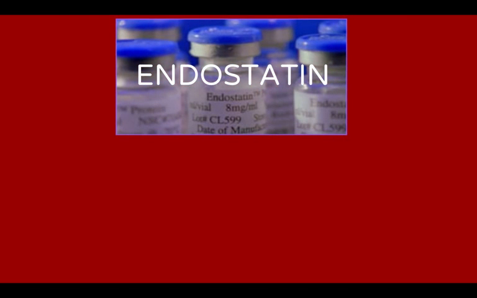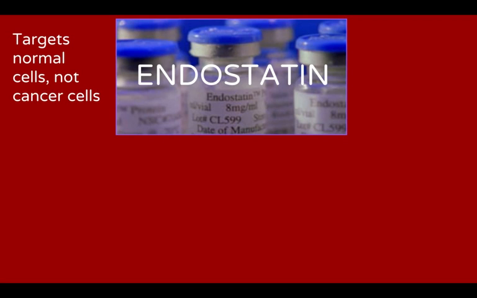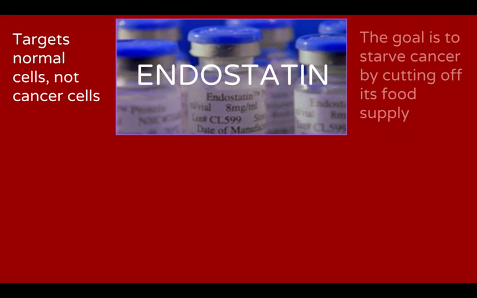Over the years, many treatments for cancer have developed. One of the most unique and effective treatments is called endostatin. It's different from other cancer treatments in that it doesn't poison cells. Instead, normal cells are targeted. The goal of this treatment is to starve cancer by cutting off its food supply.